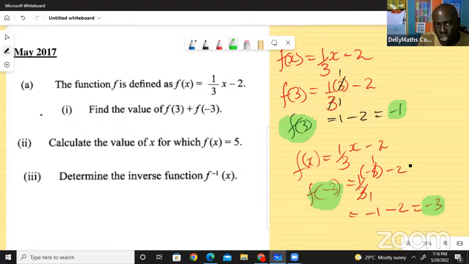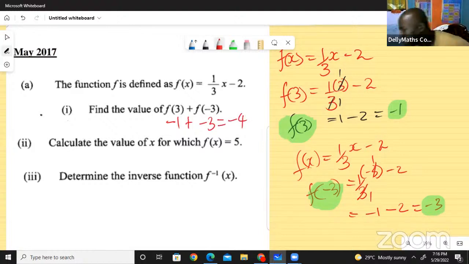So then in putting together what the question asks, this is -1 plus -3, and this is -4. All right, guys, so we're getting -4. So when you combine those, we get -4. Double check here and see if you got it, if everything is fine with that.